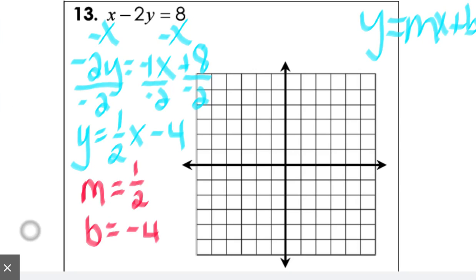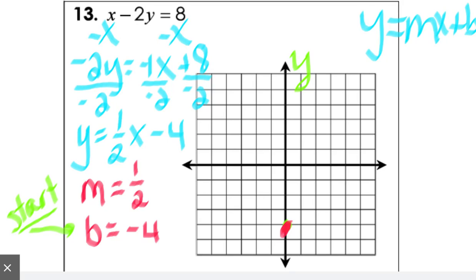All right, we're always going to start here. Start at the y-intercept. Now remember, this is our y-axis right here, this one that's going straight up and down. So the y-intercept is where that line's going to hit the y-axis. So negative 4 will be here. You know what, let me do a different color. All right, so negative 4 is there.